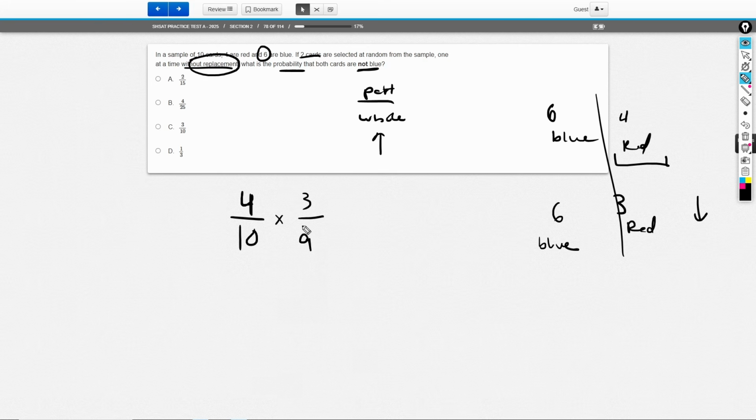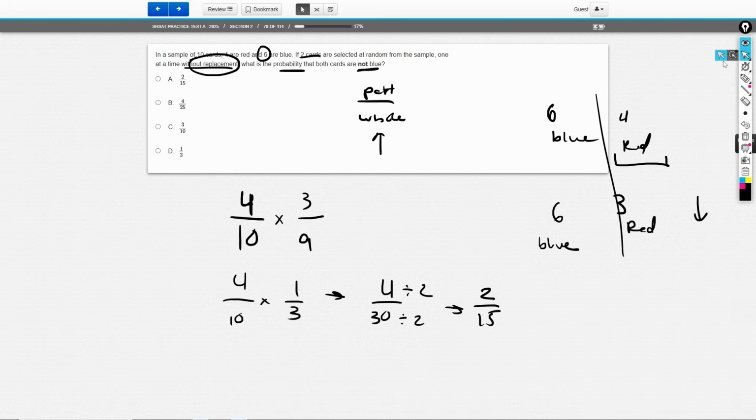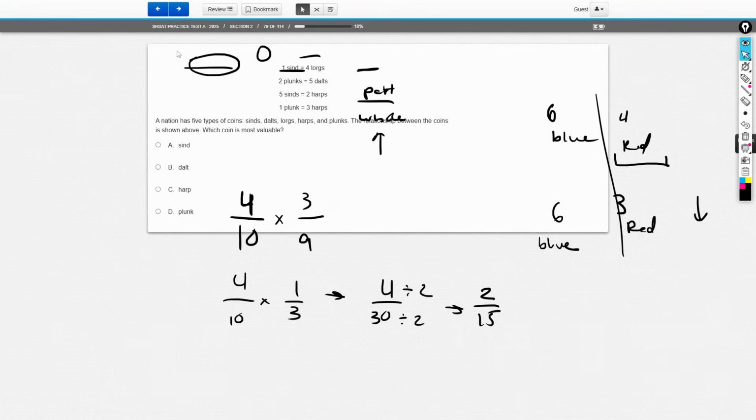Okay? Now to make this multiplication easier, 3 over 9 is equal to just 1/3. And this probability is equal to 4 over 30, which simplifies if I divide both the numerator and the denominator by 2 into 2 over 15, which is choice A. All right? Choice A, and I'm going to move on.